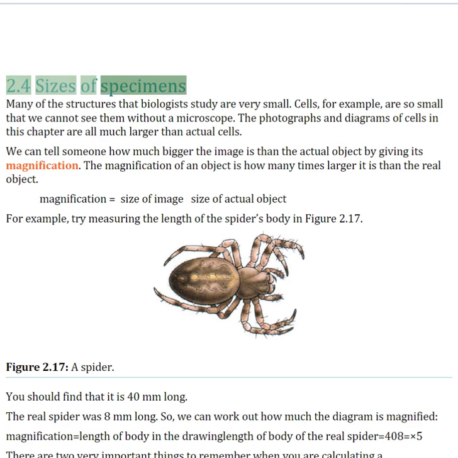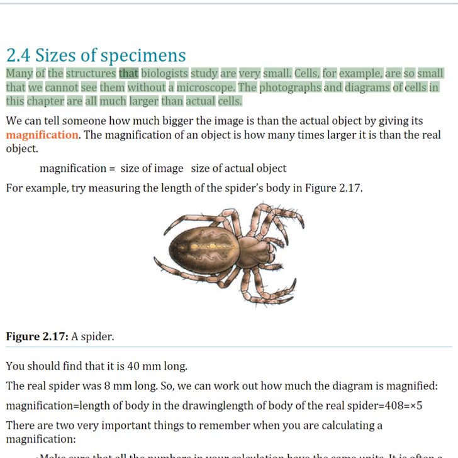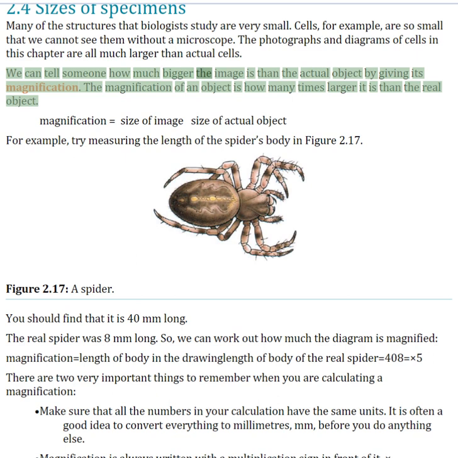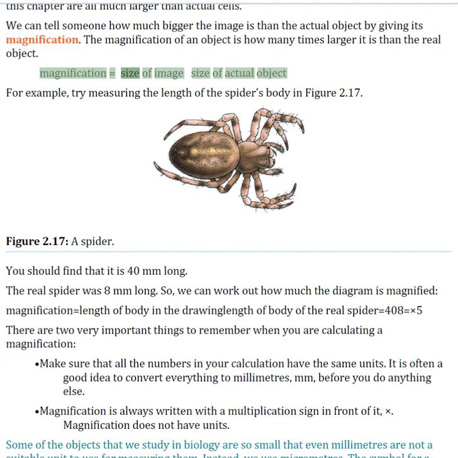2.4 Sizes of specimens. Many of the structures that biologists study are very small. Cells, for example, are so small that we cannot see them without a microscope. The photographs and diagrams of cells in this chapter are all much larger than actual cells. We can tell someone how much bigger the image is than the actual object by giving its magnification. The magnification of an object is how many times larger it is than the real object. Magnification equals size of image divided by size of actual object.